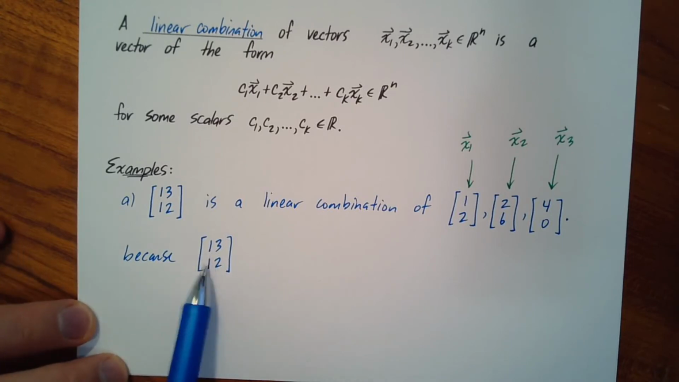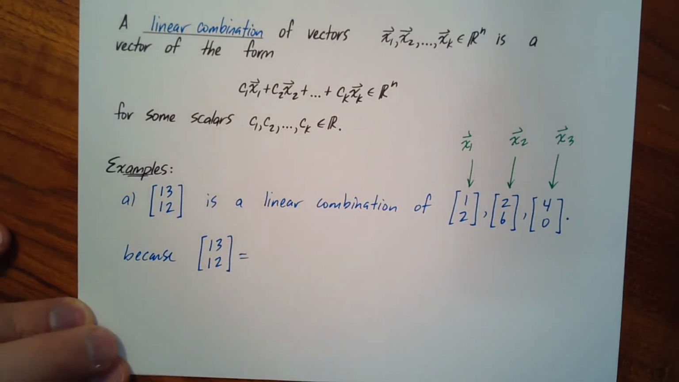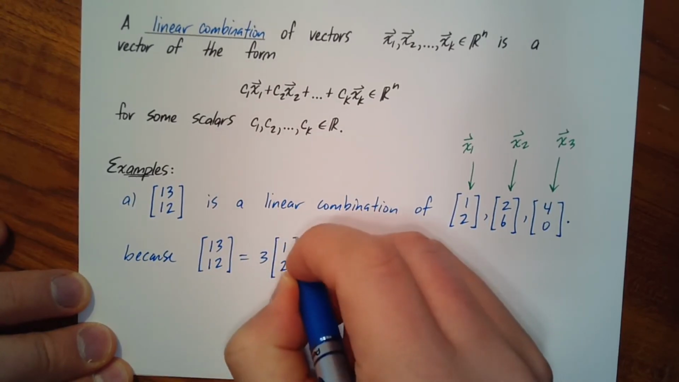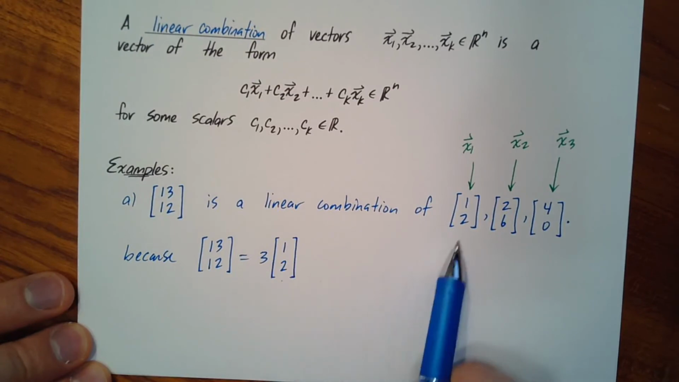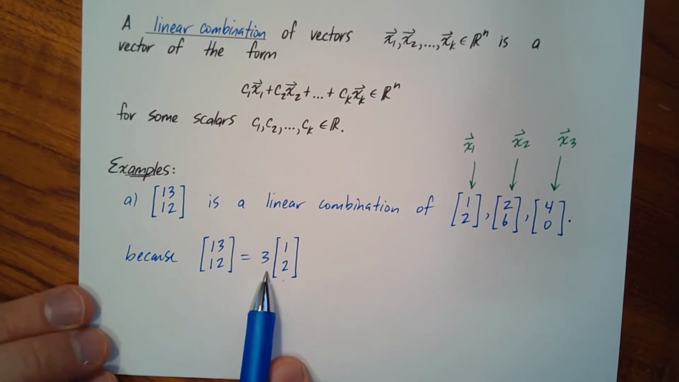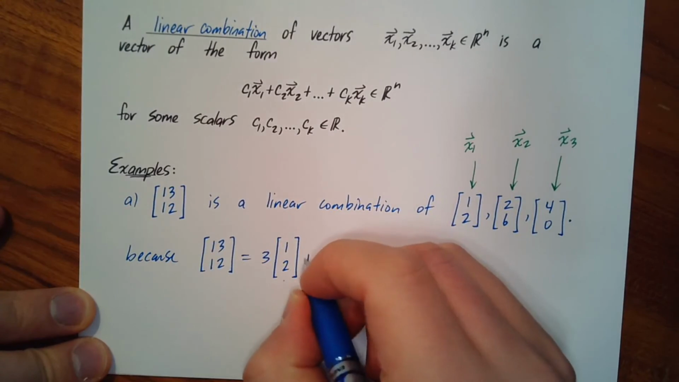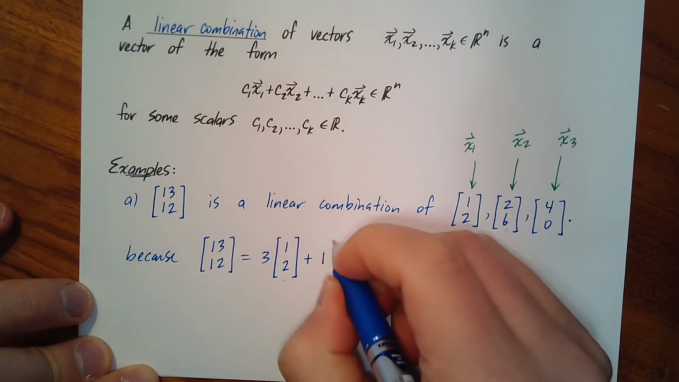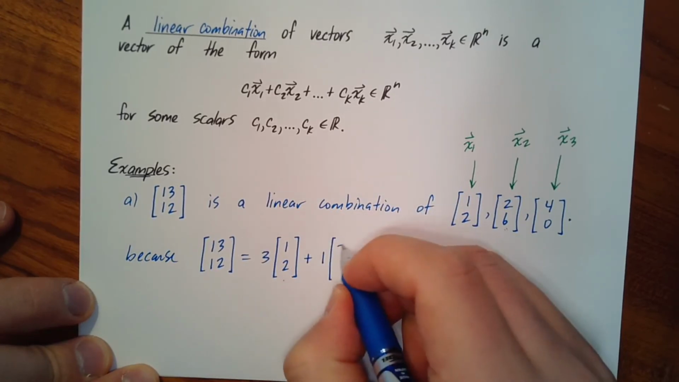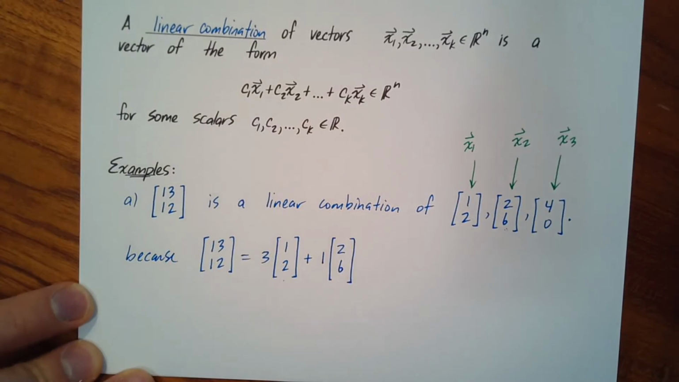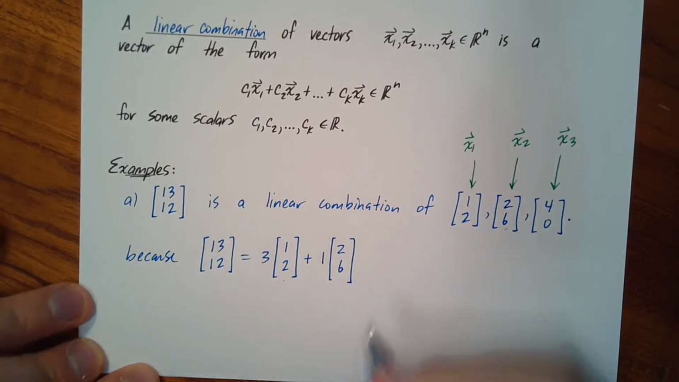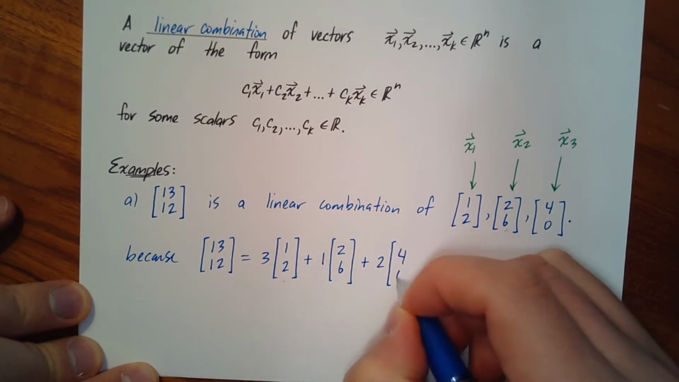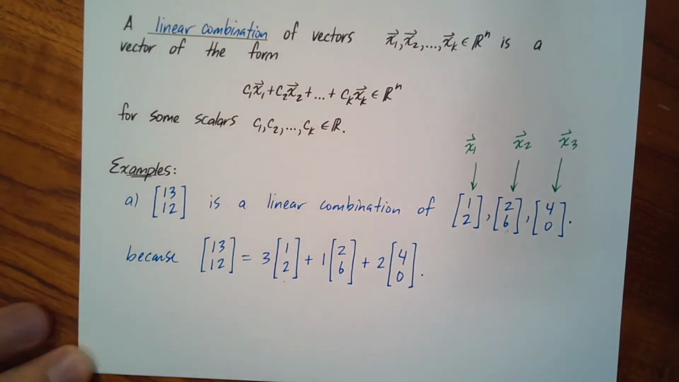So I can write the vector 13, 12 in the following way. I can write it as 3 times x1, right? That's x1, because this is x1. And then I'm going to multiply the vector x2 by 1. So plus 1 times x2, which is 2, 6. And then I'm going to multiply the vector x3 by 2. And that is the reason.